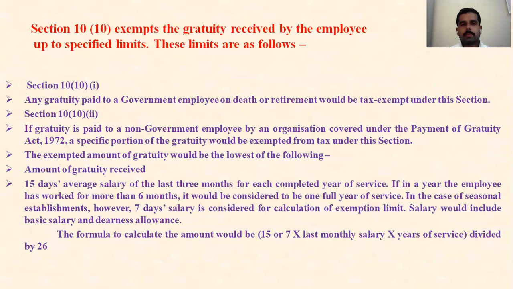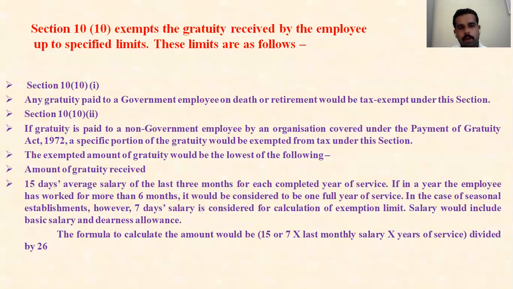Okay, the next one here, section 10(10) exempts gratuity received by an employee up to a specified limit. There are a few limits. Any gratuity paid to a government employee on death or retirement would be tax exempt under this section. If gratuity is paid to a non-government employee by an organization covered under the Payment of Gratuity Act 1972, a specific portion of gratuity would be exempted from the tax under this section. He is not a government employee, he is a private employee. There is a specified portion of gratuity that would be exempted.